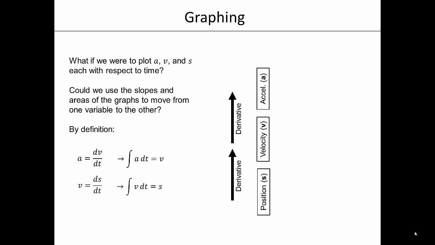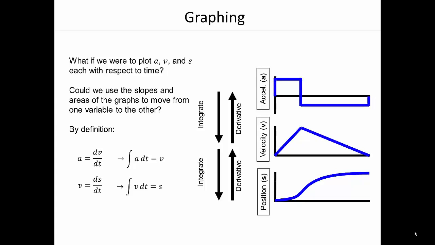Again, looking at our acceleration, velocity, and position, we can move from one to the other by integrating. If we integrate the acceleration, we get the velocity. If we integrate the velocity with respect to time, we get the position. If we then plot all of these, then we can move from one graph to the other by simply looking at the slopes, or the derivatives, and the areas, or the integrals of the functions.